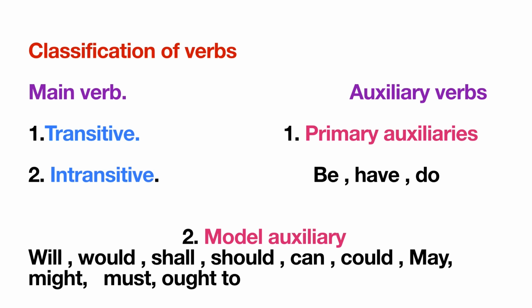As, she does not like to watch television. Please do come. They did not go for picnic. Second category of auxiliary verb is modal auxiliary. Will, would, shall, should, can, could, may, might, must, ought to, etc.